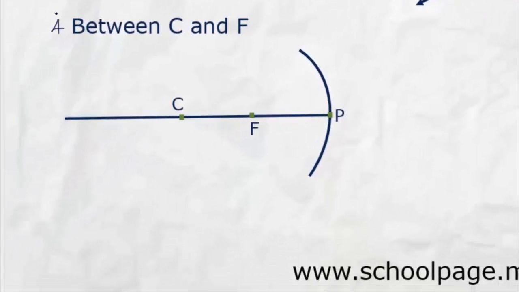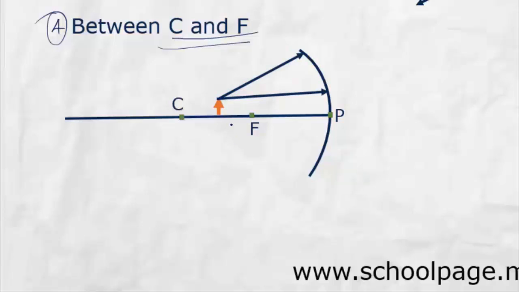In the fourth case, let's see when an object is placed in between center of curvature and focus. So this is an object which is placed in between center of curvature and focus. These are the incident rays. We know that a ray of light which is parallel to principal axis of a concave mirror passes through its focus after reflection from the mirror.